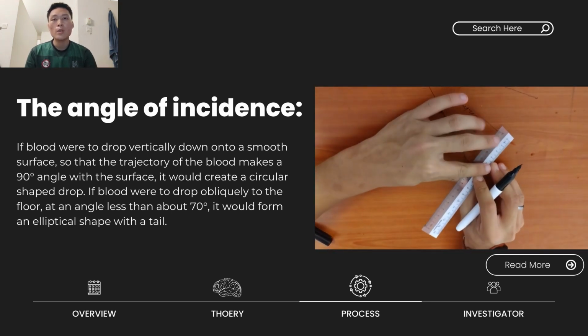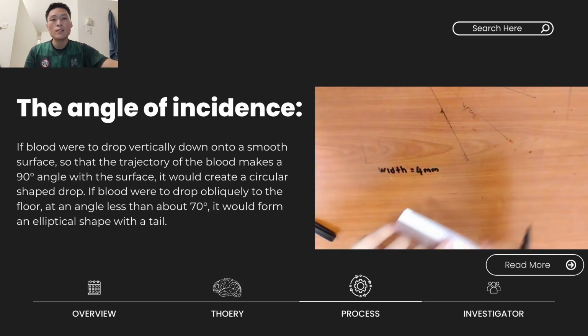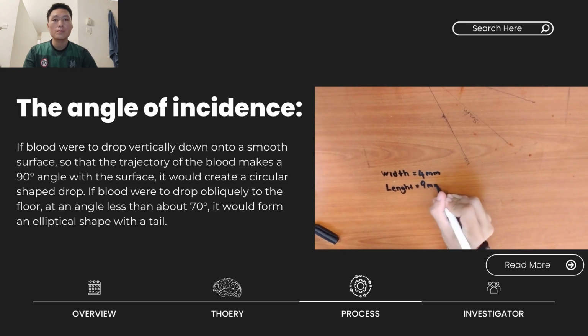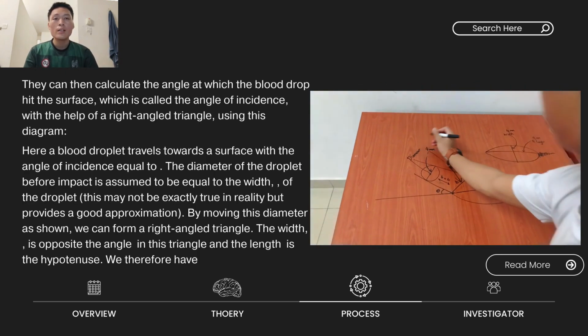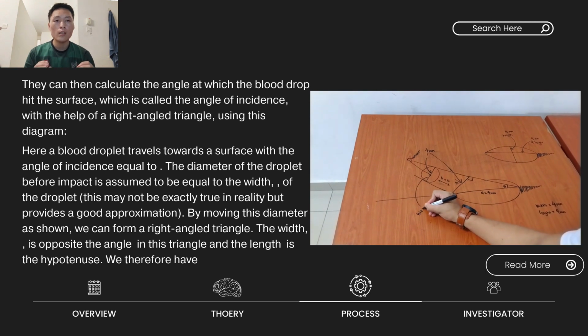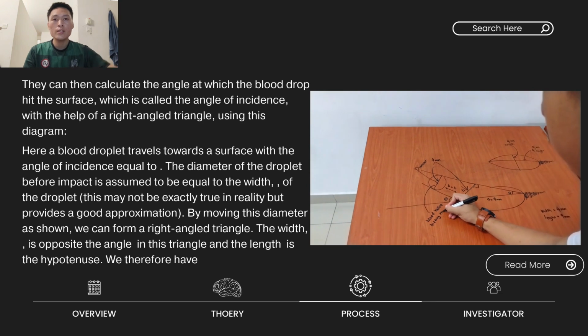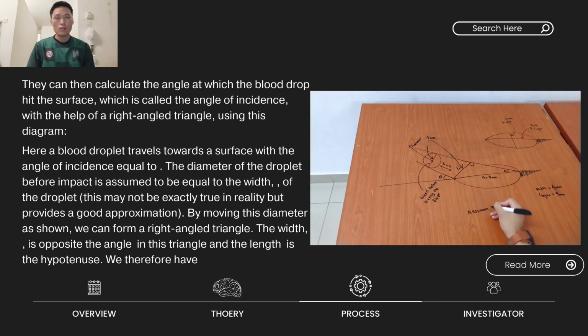The investigator can measure the length A and width B of the bloodstain, and this is an example of how the investigator measures the length and width. They can then calculate the angle at which the blood drop hit the surface, which is called the angle of incidence. With the help of right angle triangles, using this diagram, we can now calculate the angle of incidence.